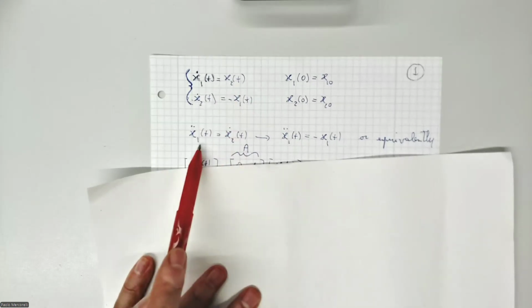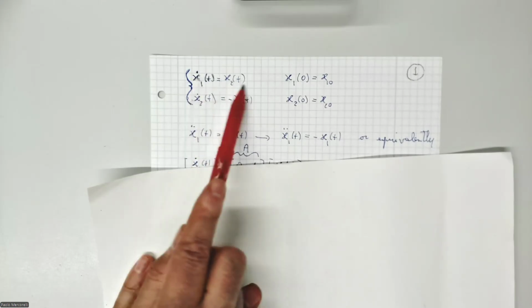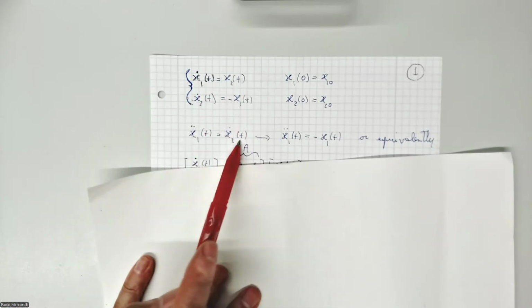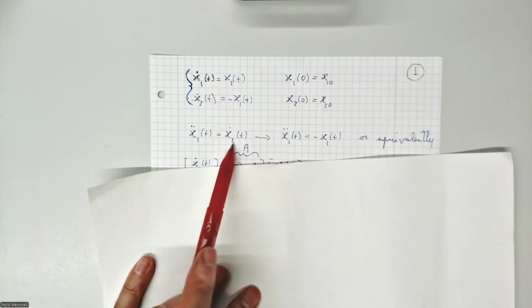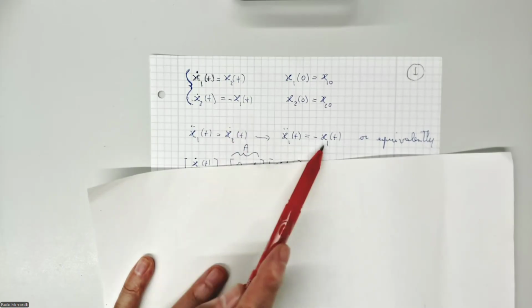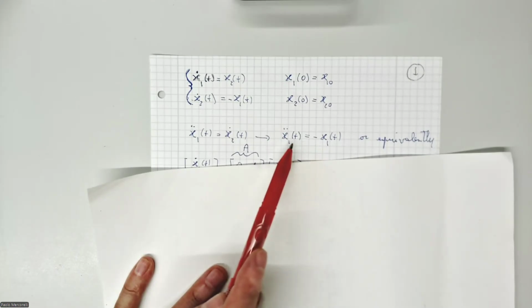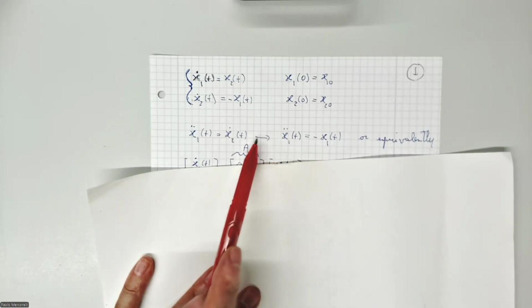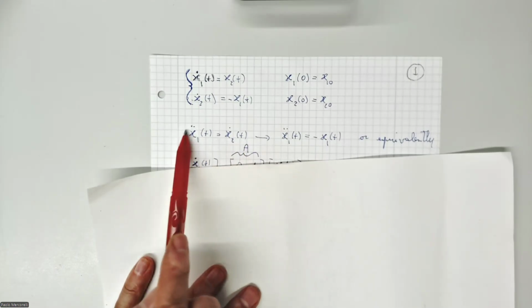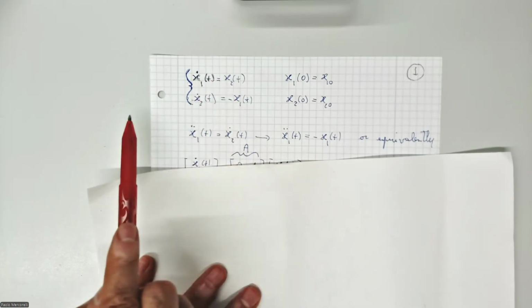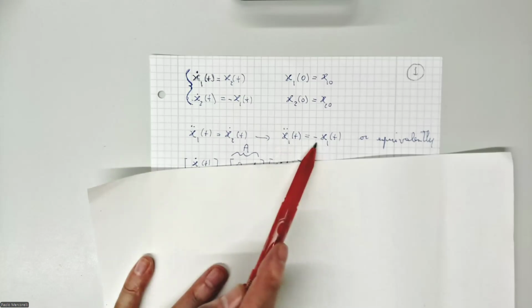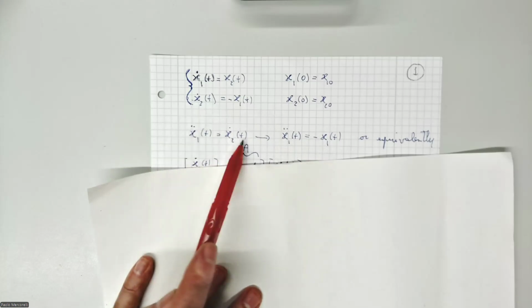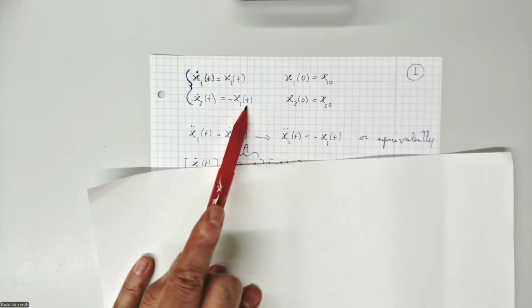In accordance with this, x1 double dot is equal to x2 dot. If I do a dot here, I do a dot also here. Now, x1 double dot is equal to x2 dot, but this means equal to minus x1. I am just observing what happens. If I do the derivative of this, I can write x1 double dot is equal to minus x1. Why that? Because x2 dot, we can see here, is equal to minus x1.